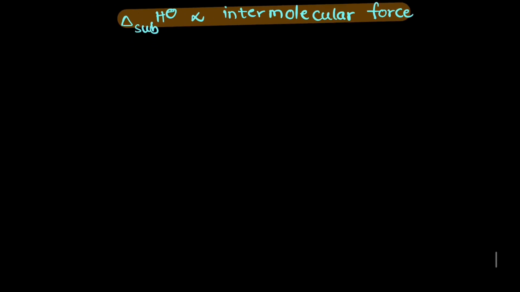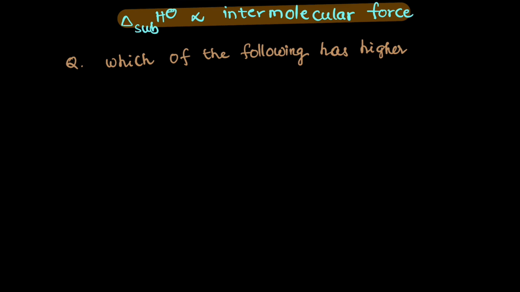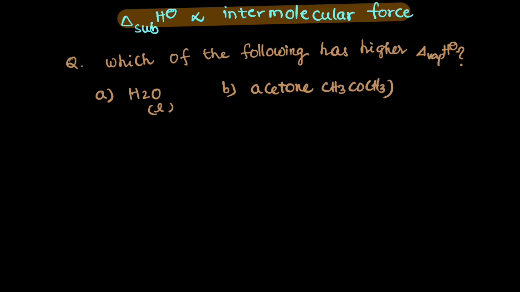Here is one example in question form. Which of the following has a higher enthalpy change? Maybe sublimation, maybe vaporization, or anything. Here vaporization is taken. Example, which one? A, water molecule. Second, B, acetone. Acetone molecular formula, what is that? CH3 C double bond O CH3. This is acetone, an organic liquid. And C, both A and B have equal enthalpy of vaporization.